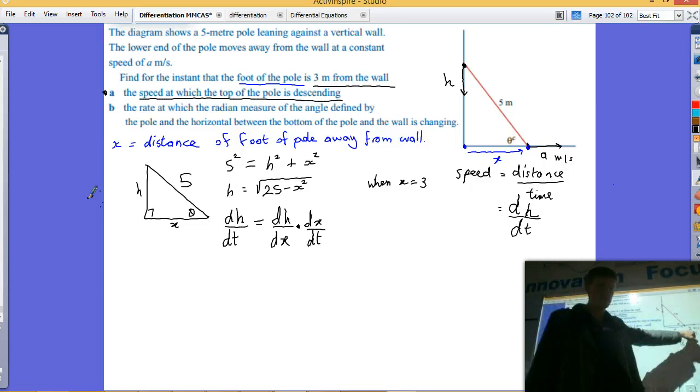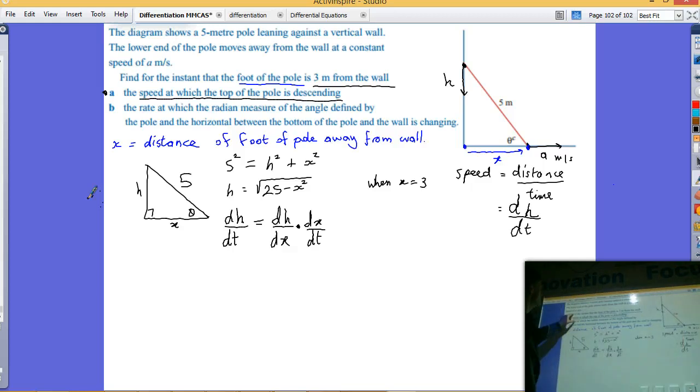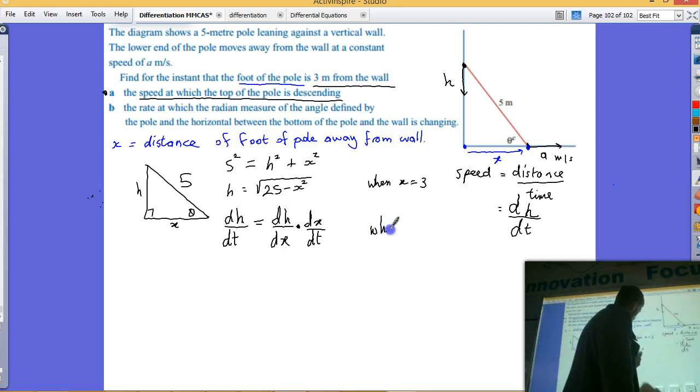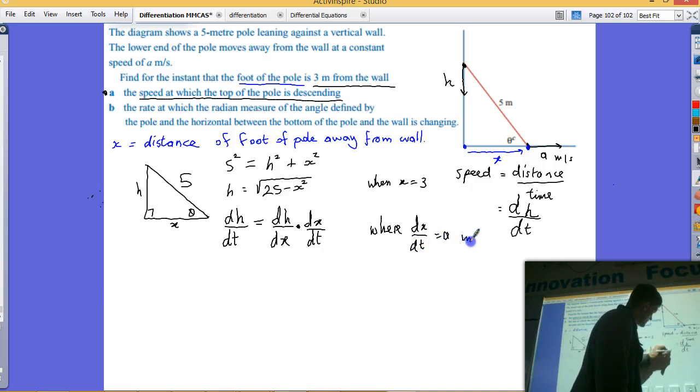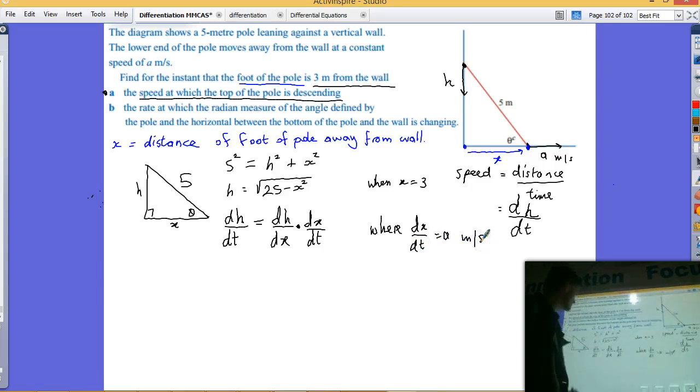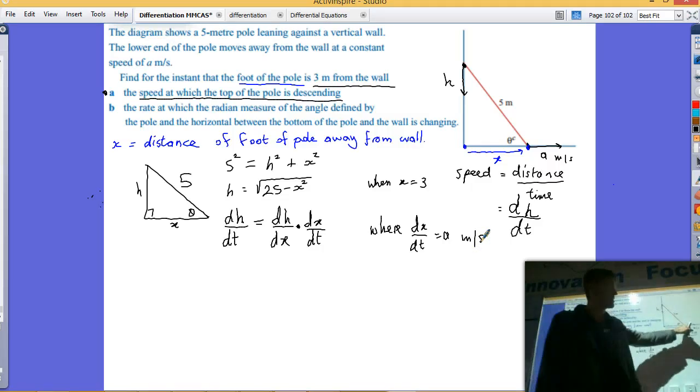And we've got information about how quickly this foot of the pole is moving away from the wall. So we're told that it moves at a constant speed of a meters per second, some constant quantity. So let's use that fact, where dx dt is equal to a meters per second, and I must work out what is the rate of change of the height with respect to the distance away from the wall, x.